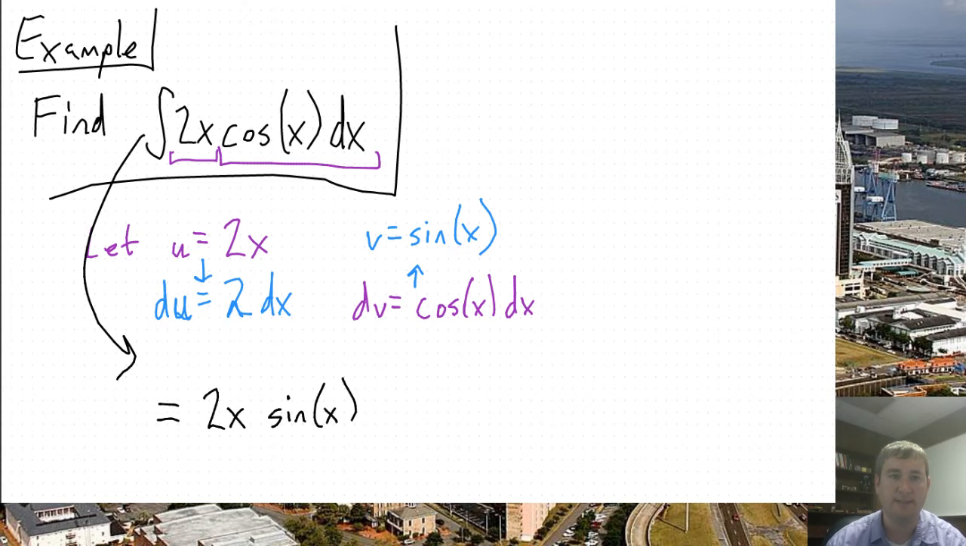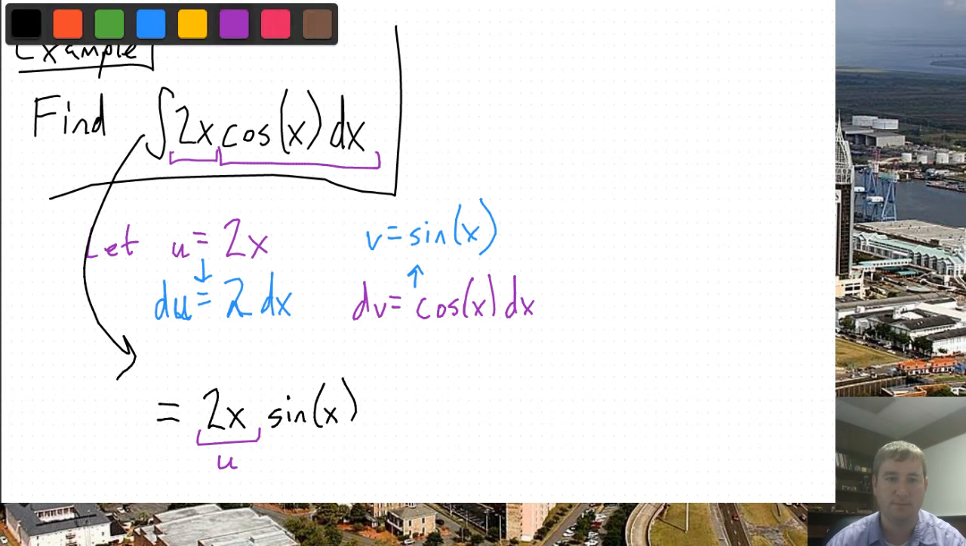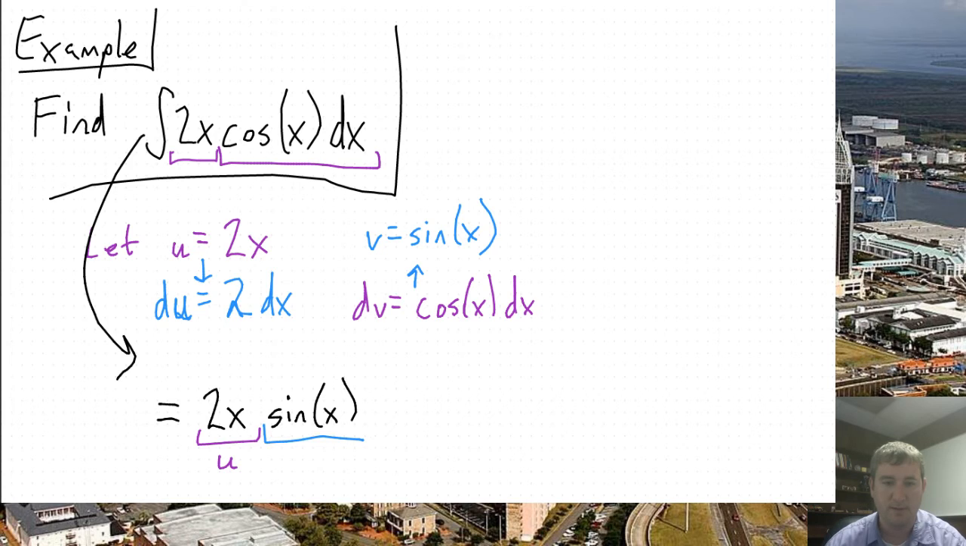again, that's u times v minus the integral, and here I'll put v du, which from my chart, my v is sine of x, my du is 2dx.